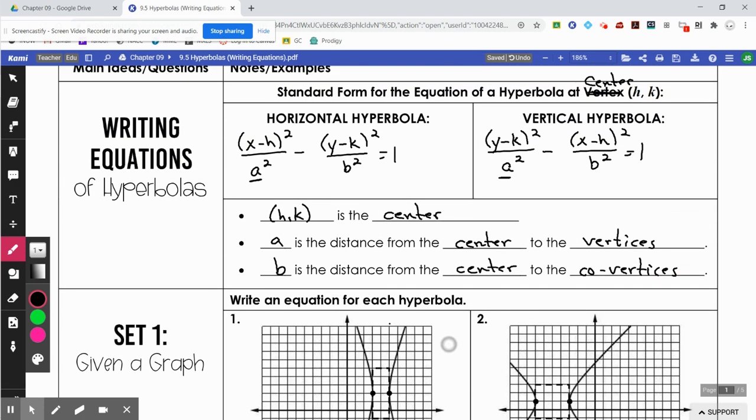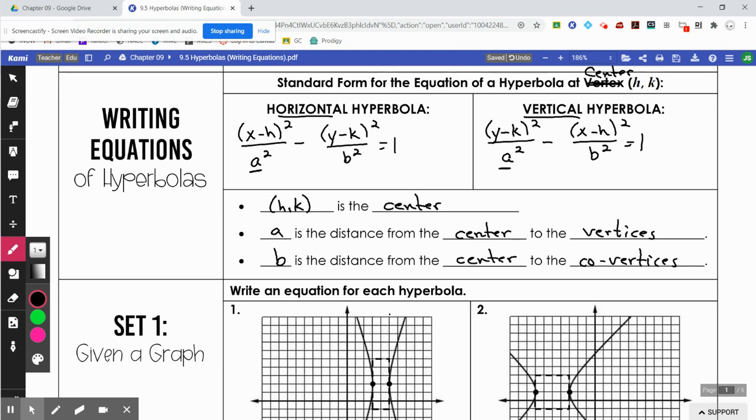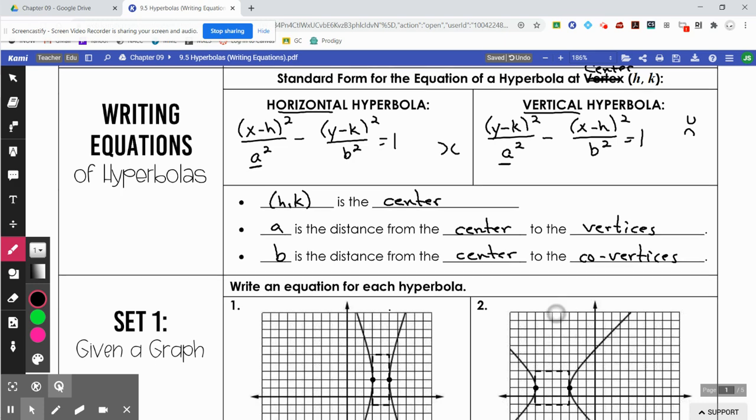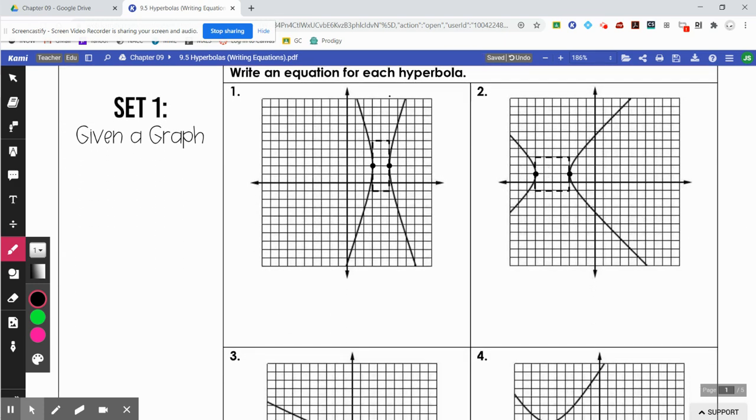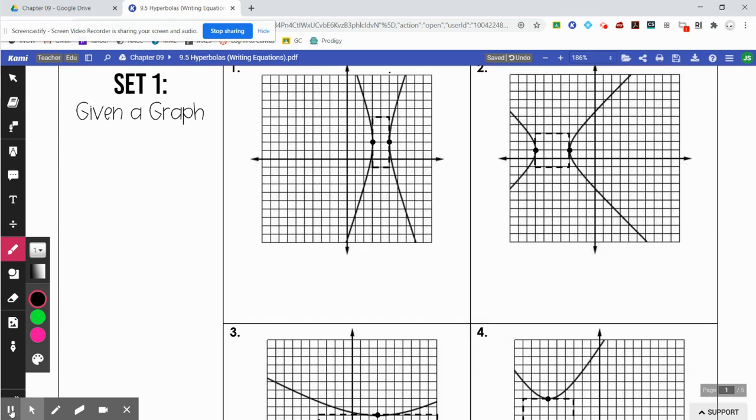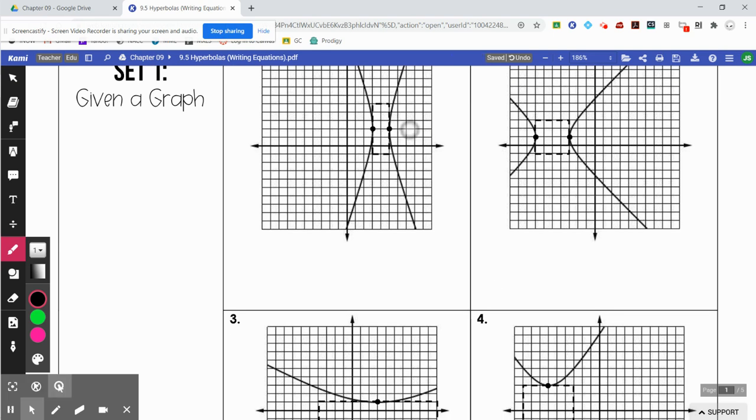Reminder also that if the x is listed first, it's a horizontal. If the y is listed first, then it is a vertical hyperbola. Horizontal hyperbolas look like this. Vertical hyperbolas look like this. So the first one is going to be a horizontal hyperbola. Here you see the transverse axis. So let's go through each of our pieces. Let me change to a different color here.